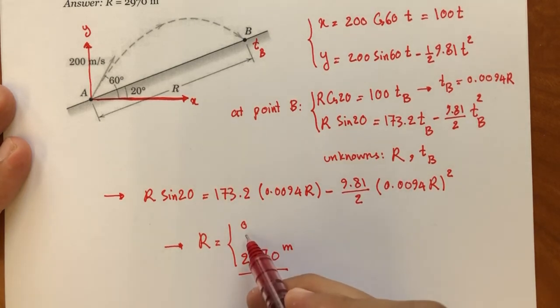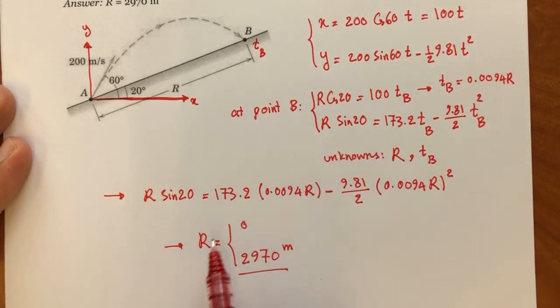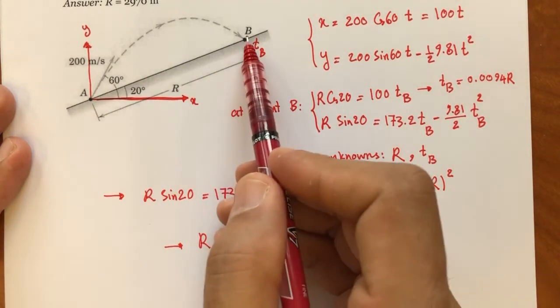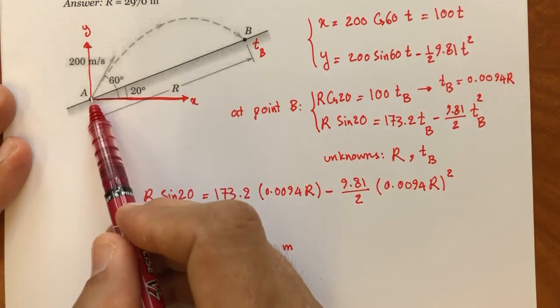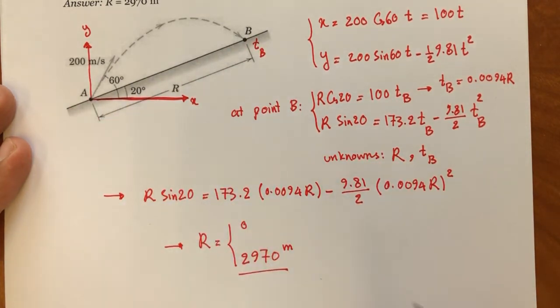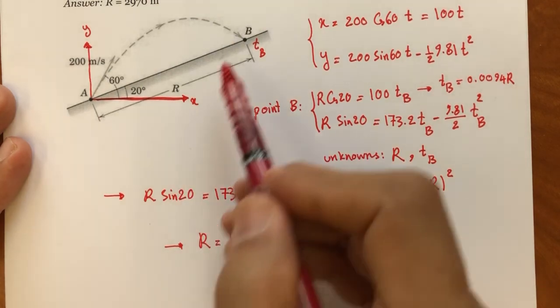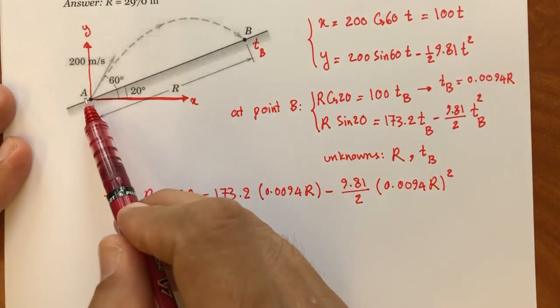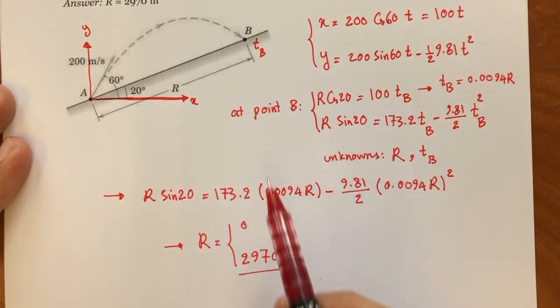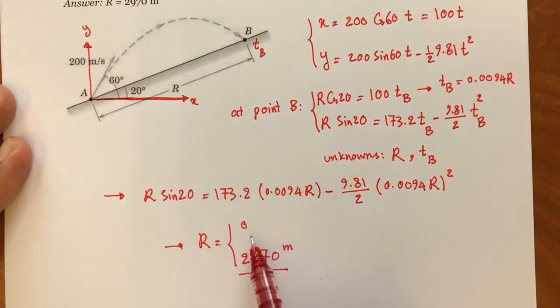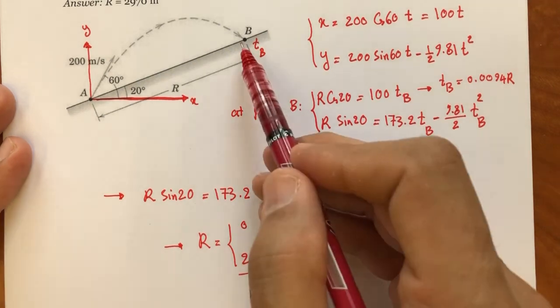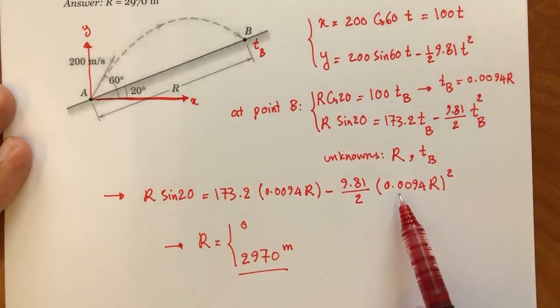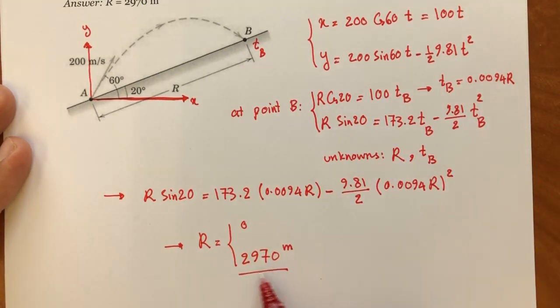And the physical meaning of the other solution is the first time that this projectile hits this incline, which is point A. So it's going to be in contact with this incline twice, at point A and point B. At point A, time is equal to 0 and r is equal to 0. At point B, tb is going to be 0.0094 times this number, which I calculated, and r is going to be 2970.